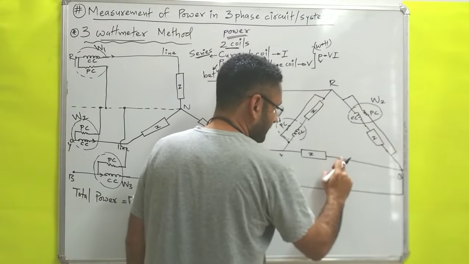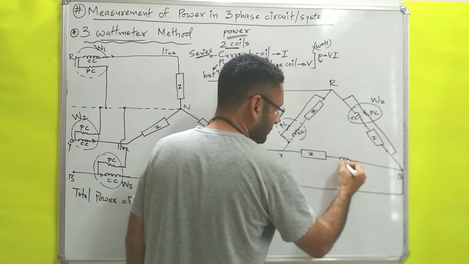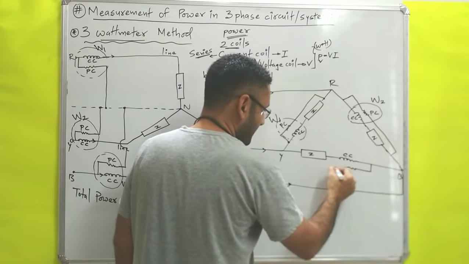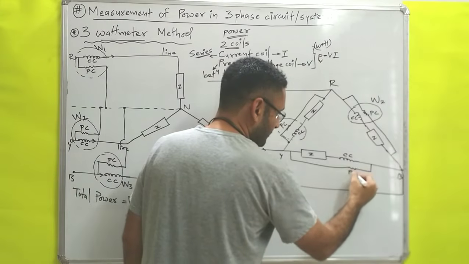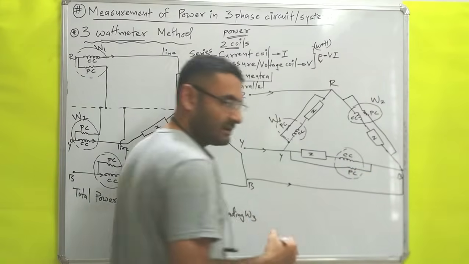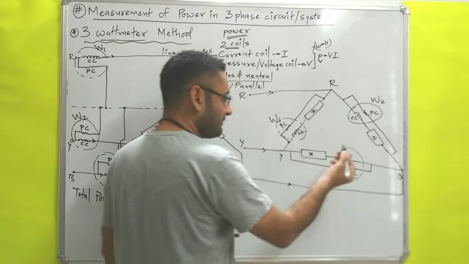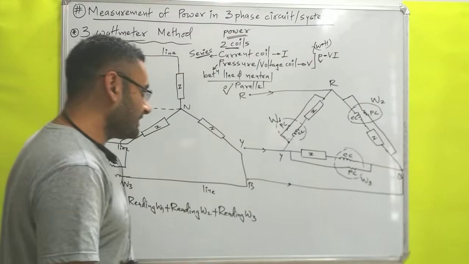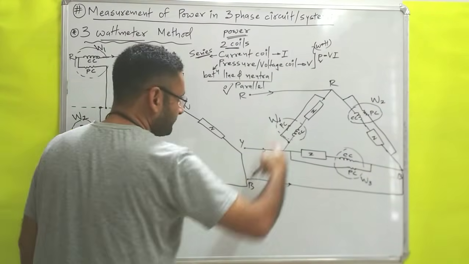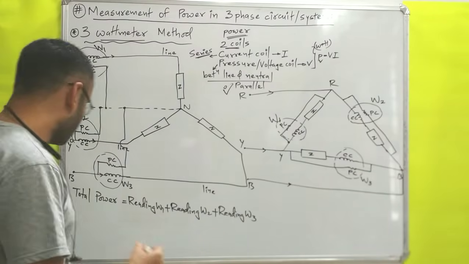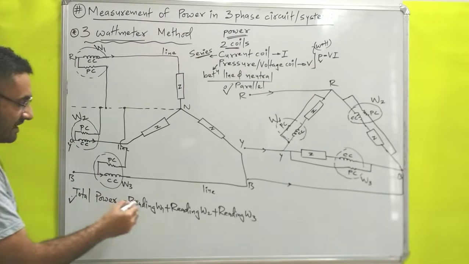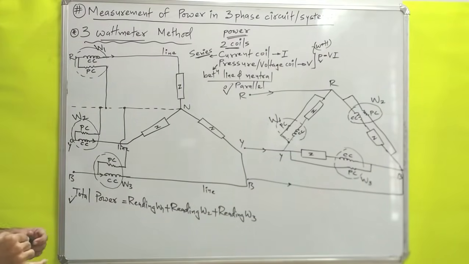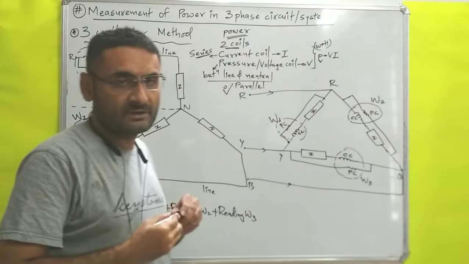And finally again the current coil is connected in series with load number 3. Another pressure coil is connected parallel with the load, that is the pressure coil. Again current coil and pressure coil create one wattmeter, wattmeter number 3, which will provide the answer of power in terms of reading W3. Now similarly, if you want to calculate the total power of this delta connected 3-phase system, then again you will apply the same equation: total power is equal to reading W1 plus reading W2 plus reading W3. So that is all about the 3 wattmeter method.